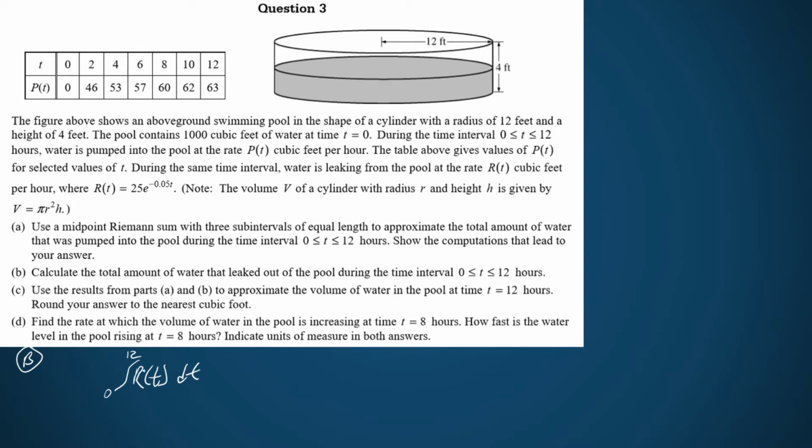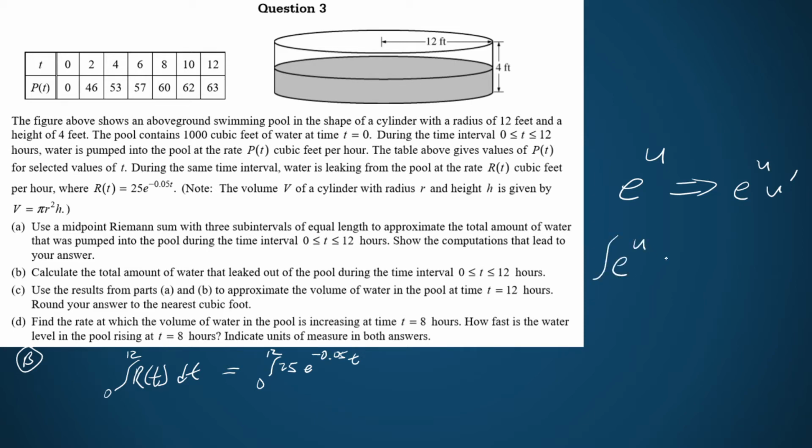The integral from 0 to 12 of R(t) dt, which is the same thing as the integral from 0 to 12 of 25 e to the negative 0.05 t. When I derive e to the u, I get e to the u times u prime. So when I derive, I multiply by u prime.